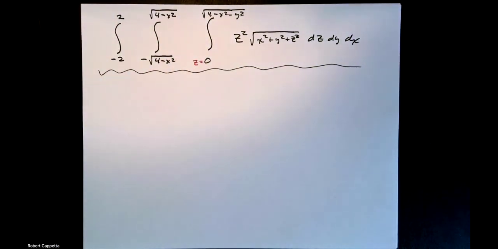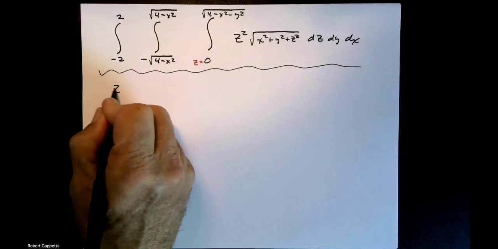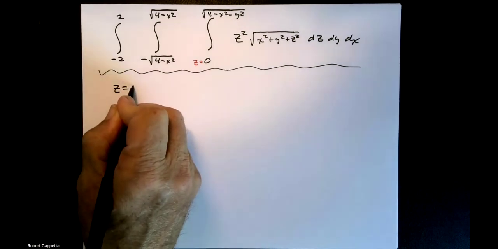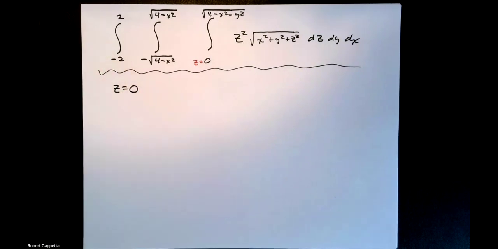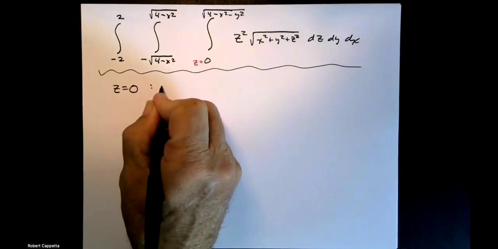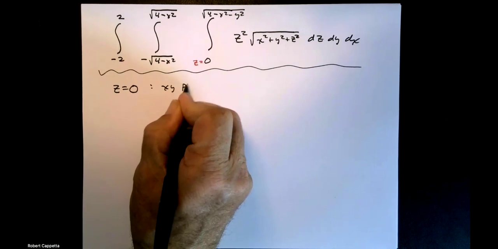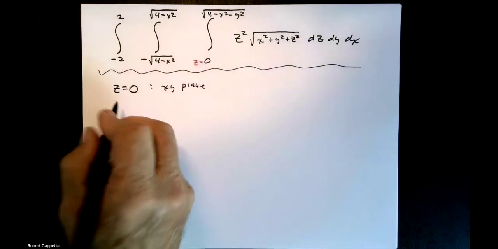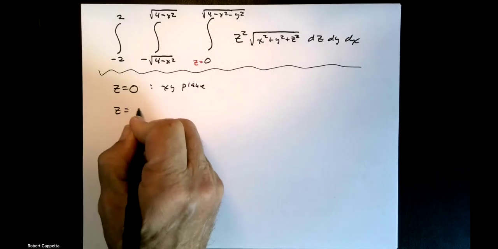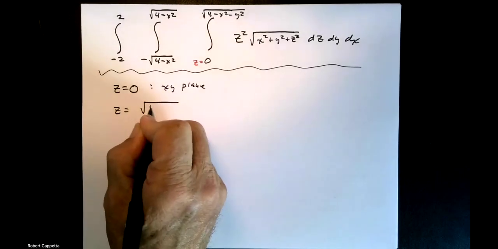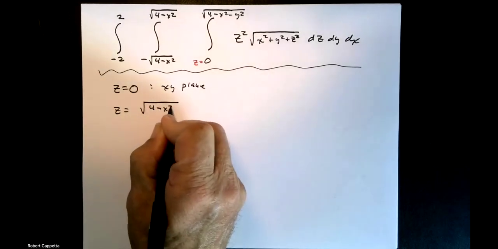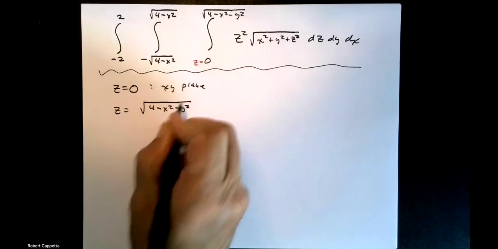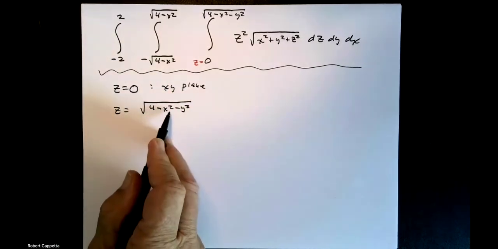So what is z equals 0? That's my lower boundary, if you will, my lower wall. Z equals 0 corresponds to the xy plane. So that's my lower wall. My upper wall is z equals the square root of 4 minus x squared minus y squared. I want you to recognize here z is always positive.